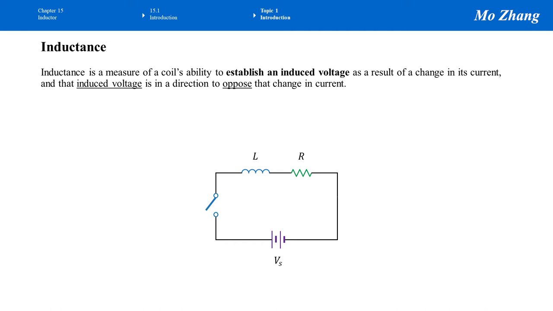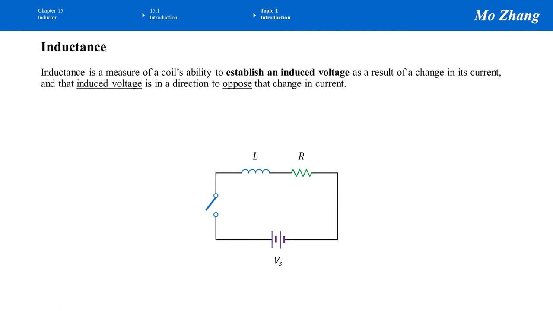So you may wonder, oh, we have a series circuit here. How come the current is changing? Isn't the current constant everywhere? The current changes only at the moment when we close the switch. The circuit goes from no current at all to maximum current, that is, reaching the constant current at the end in the steady state.